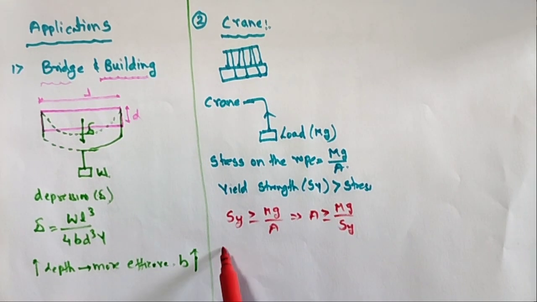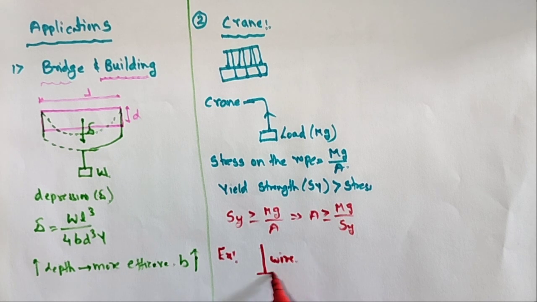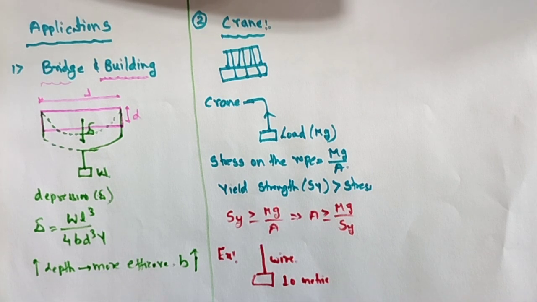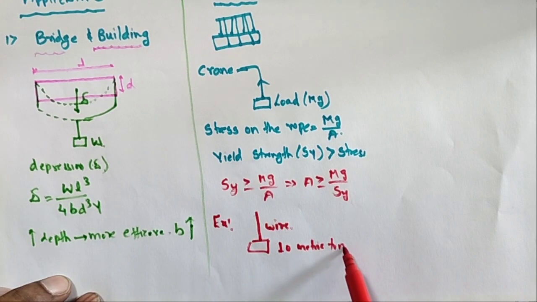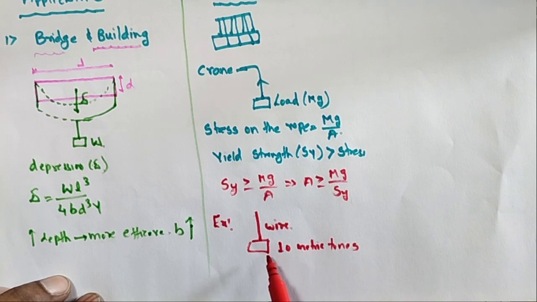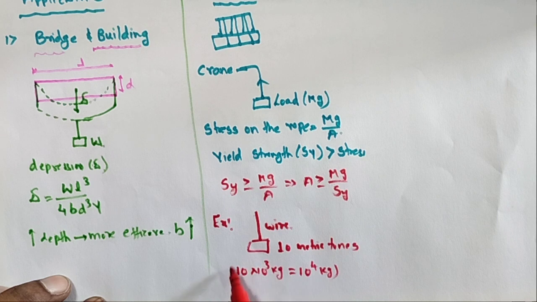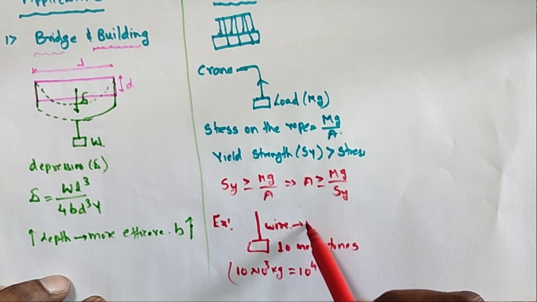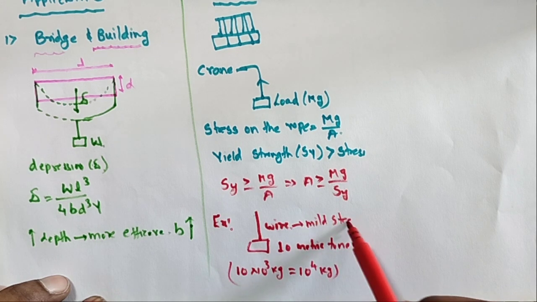For example, a crane wire lifts 10 metric tons. What is 10 metric tons? 10 into 10 cube kg, that is 10 power 4 kg. The crane lifts 10 power 4 kg. Suppose the rope is made of mild steel.